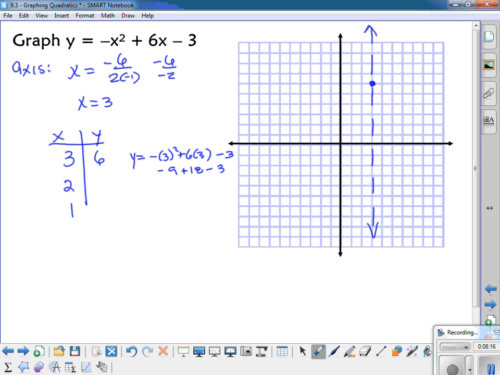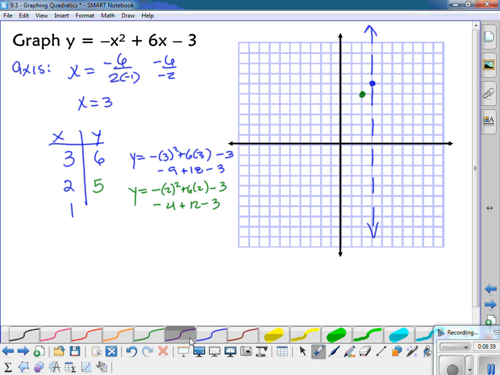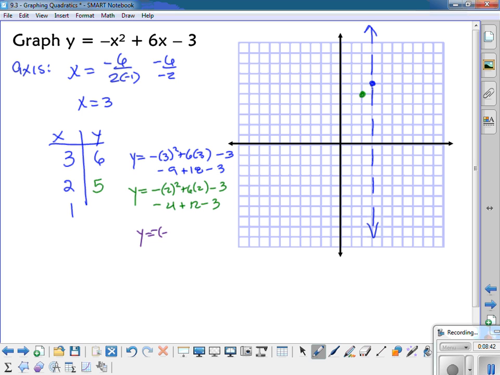All right, then I plug in the 2. So I get negative 4 plus 12 minus 3. And so I get 5. So 2, 5 is my next point. Then I plug in the 1. And so I get negative 1 plus 6 minus 3, so I end up with 2.